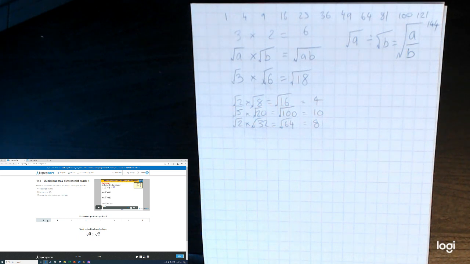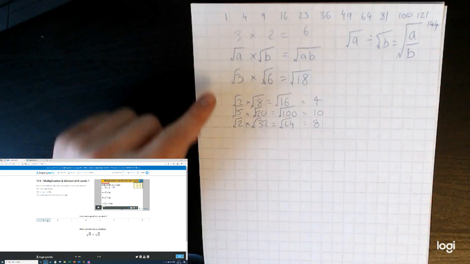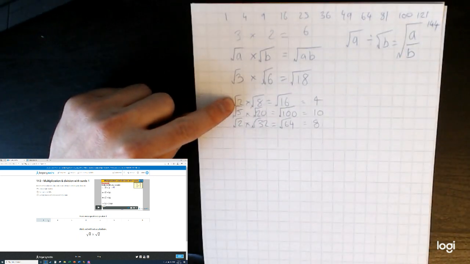So let's see. Yep, so sorry, just totally planned this, absolutely, not just done it on a whim. So on this one we got root 8 times root 2, which I've just done there the other way around, so we've talked through that one.